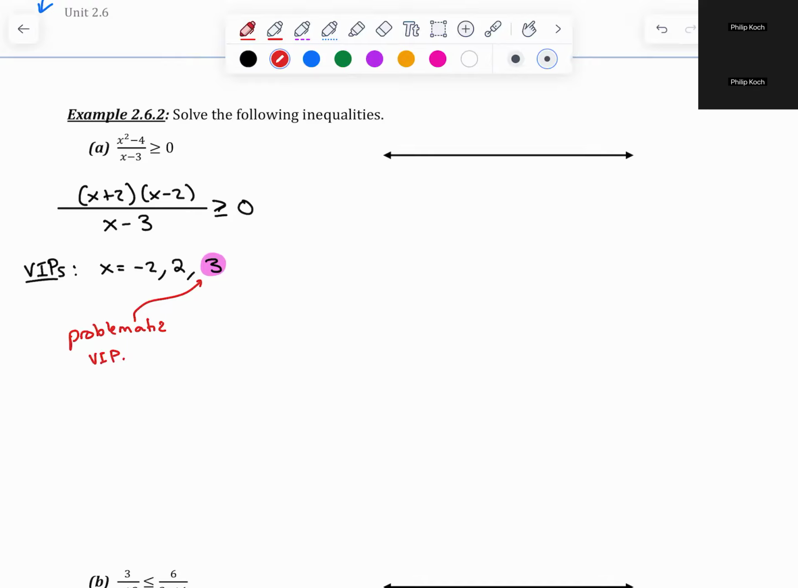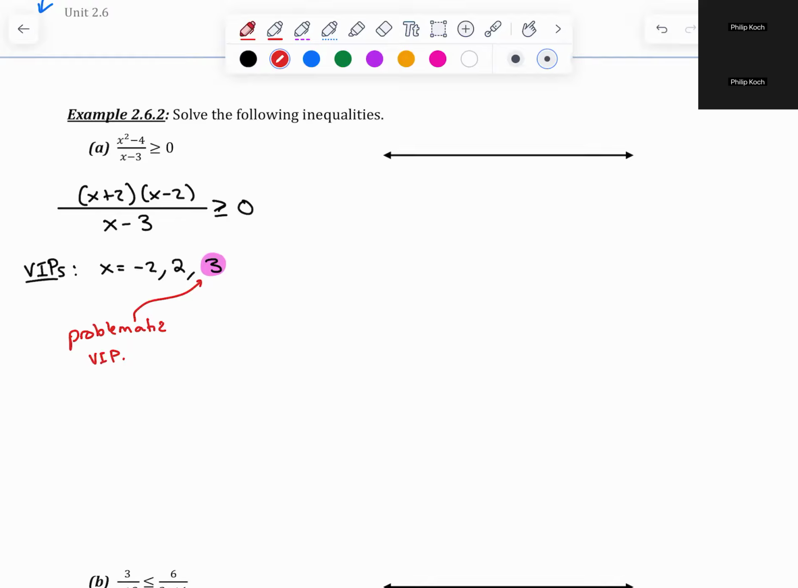For right now, the reason it's a problematic VIP is because it cannot be plugged into the inequality. If I try and plug in 3, I'll get undefined is greater than 0, which doesn't make any sense. How can an undefined quantity be greater than 0? We don't know what the quantity is, it's undefined. It doesn't exist. How can not exist be greater than 0? Answer, it can't. So I do this to remind myself that it does not exist.